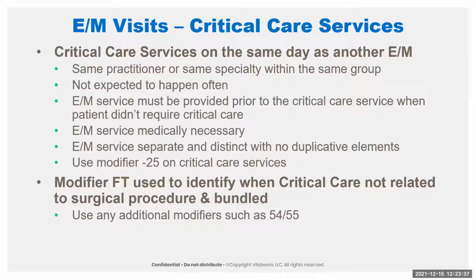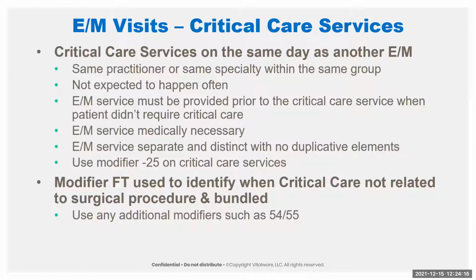Of course, that wouldn't really be critical care, would it? But maybe they knock themselves unconscious when they're going down. And so at first, the patient's non-responsive and they're not sure what's going on. So we could play what if till the cows come home, but I'm just hoping you get an idea of the differences. Make sure that E&M service is separate and distinct with no duplicative elements. And then you would use that modifier 25 on the critical care services.